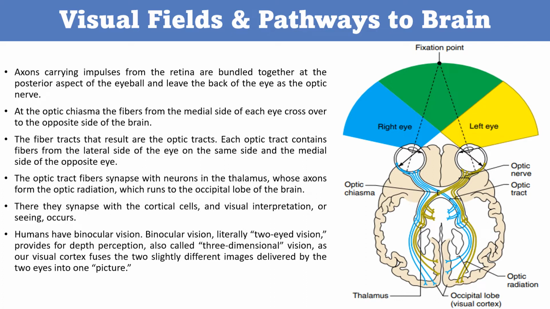Humans have binocular vision. Binocular vision, literally meaning two-eyed vision, provides for depth perception, also called 3D vision, as our visual cortex fuses the two slightly different images delivered by the two eyes into one picture.